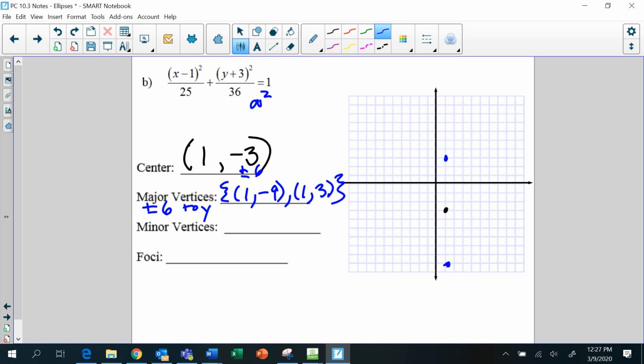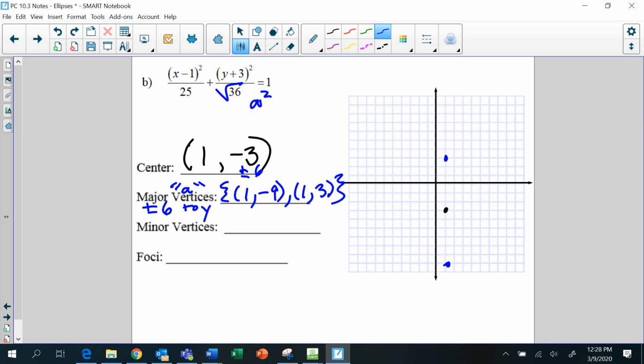Yes, Seth? 36 and a squared. Yeah, that's a squared, but then for the vertices we use a to move it. What did you do with the 36? Square rooted it. Plus minus square rooted it, because that tells me how far out from the center to go. Just like when we did the radius with circles, we square rooted the r squared to tell you how far out to go, only this time we're not going the same amount. We're doing 2 different amounts.